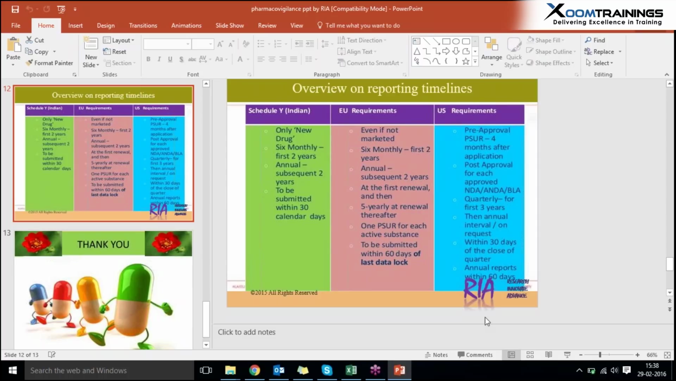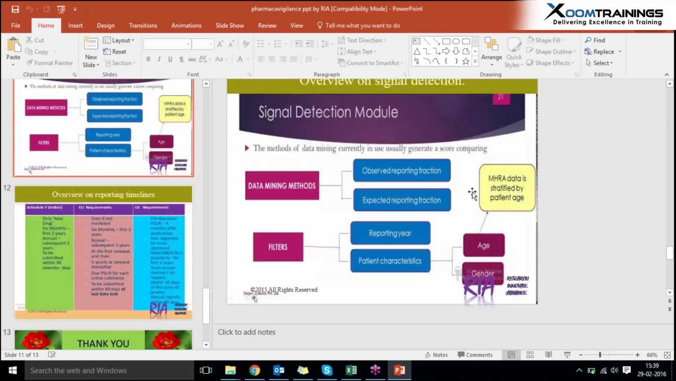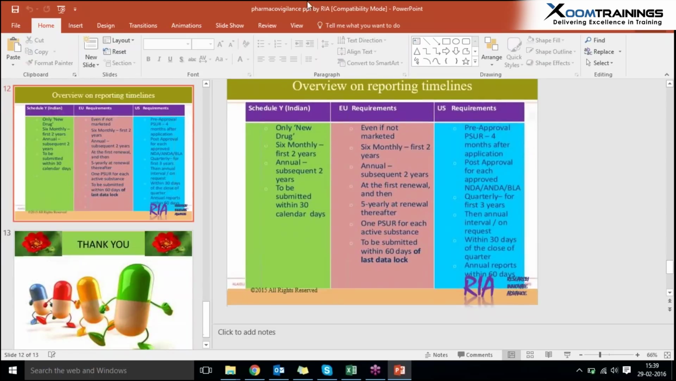So whenever the FDA asks for information, we just have to report it. For the first 3 years, we are going to report it quarterly. After that, we are reporting annually. On request, we can produce it within 30 days of the close of the quarter; annual reports within 60 days. We are going to submit it. Okay, this is the formula. This is just an outline.